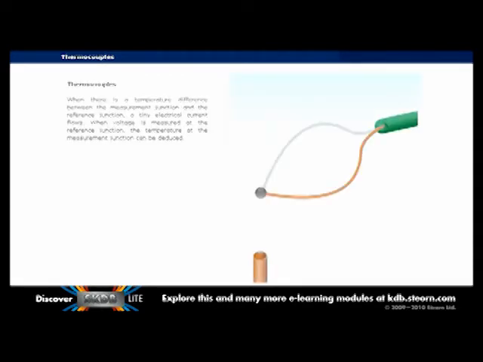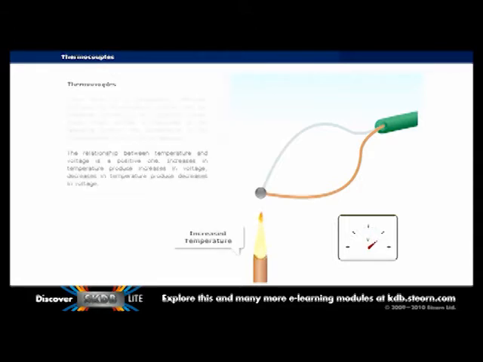When there is a temperature difference between the measurement junction and the reference junction, a tiny electrical current flows. When voltage is measured at the reference junction, the temperature at the measurement junction can be deduced. The relationship between temperature and voltage is a positive one. Increases in temperature produce an increase in voltage, and a decrease in temperature produce a decrease in voltage.